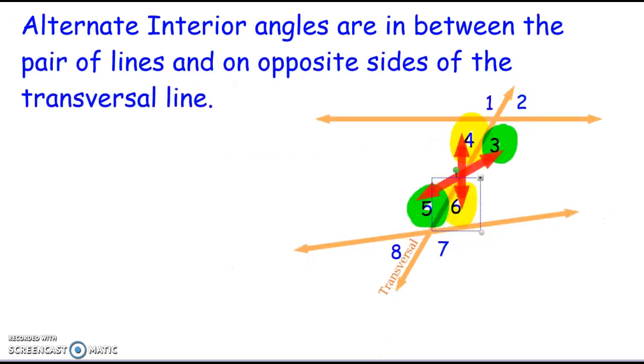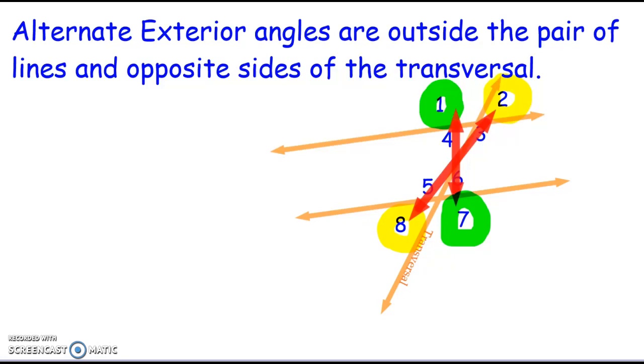Alternate interior angles are the angles that are in between the two lines, interior, and on opposite sides of the transversal. So angle 3 and angle 5 are called alternate interior angles. Angle 4 and angle 6 are alternate interior angles, in between the two lines on opposite sides of the transversal. Likewise, alternate exterior angles are on the outside of the lines and on opposite sides of the transversal. So angle 1 and angle 7 are alternate exterior angles. Angle 2 and angle 8 are another pair of alternate exterior angles.